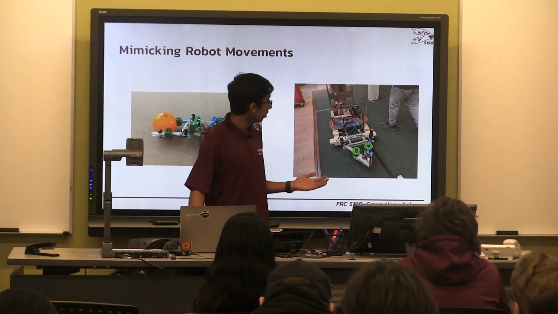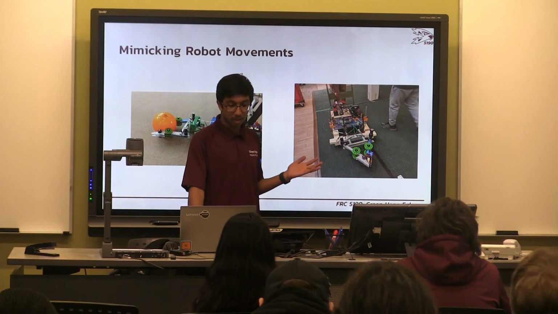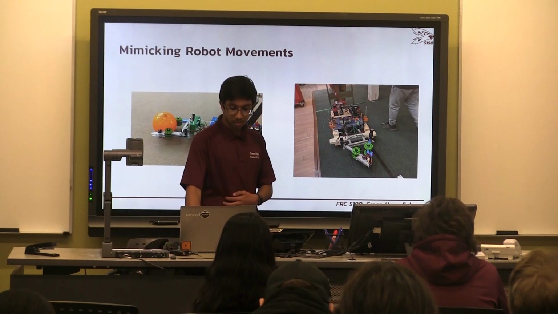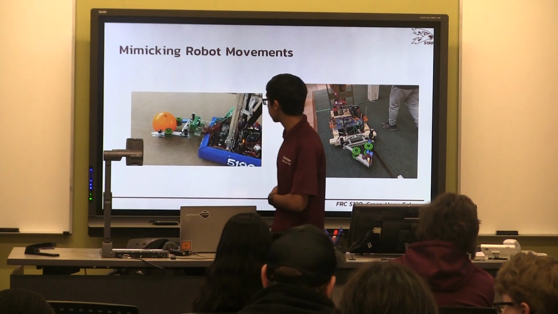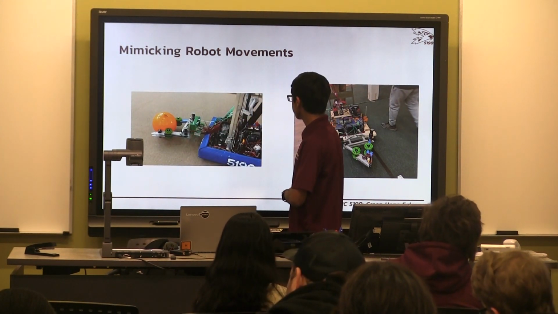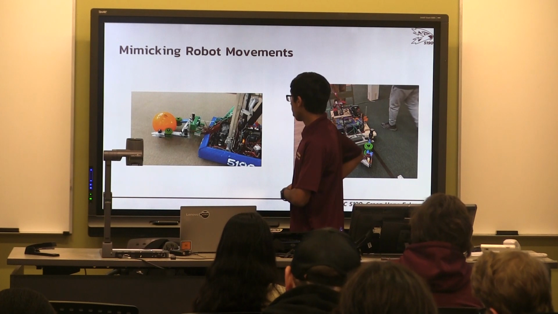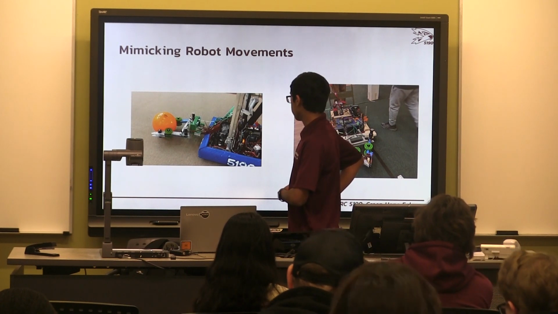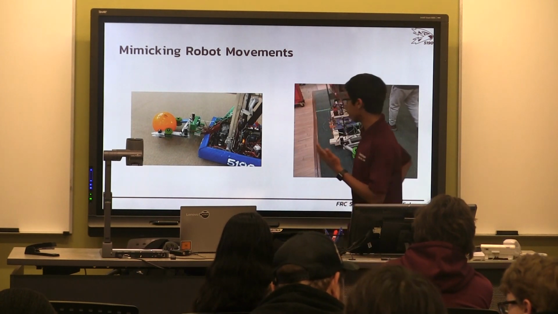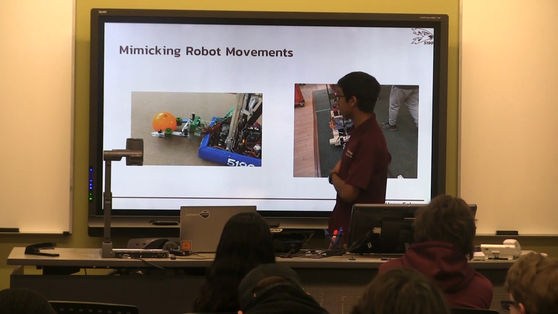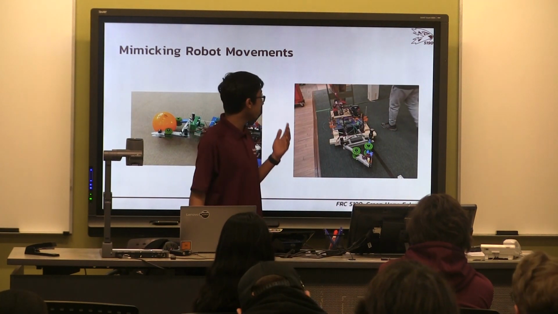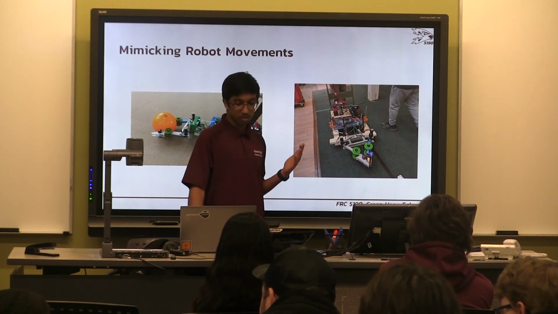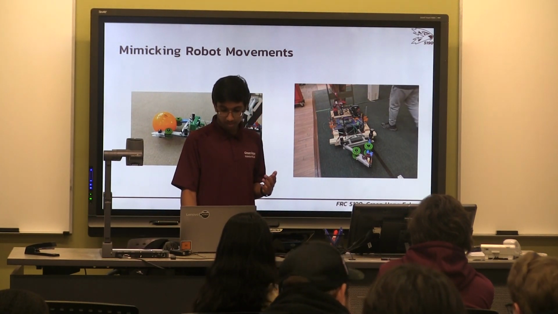So mimicking robot movement, that's another example. For one of our prototypes this year, we didn't have a practice drivetrain yet, so we put it on our 2018 robot to test it out and see if it worked. That's another way you can mimic robot movements, by just using older robots and older chassis.